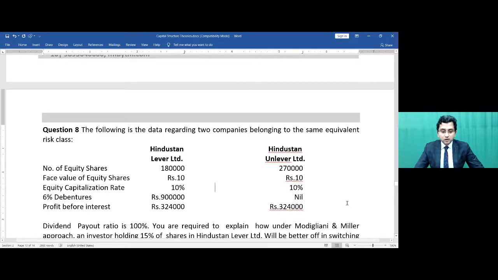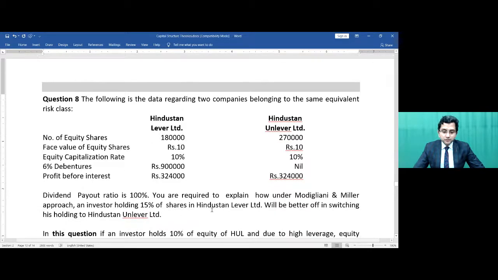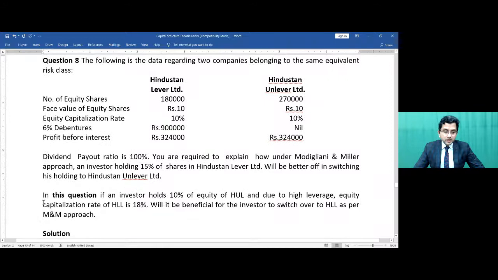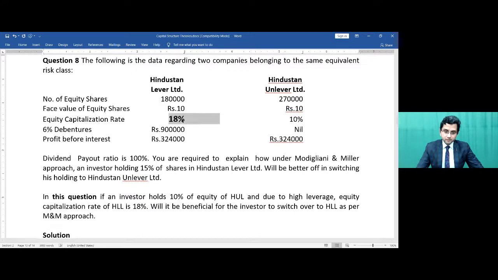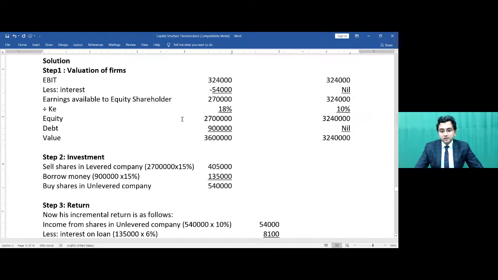So it's actually, sorry, it's specially mentioned that equity capitalization rate of HLL. So this rate is becoming 18%. Okay. So this will be 15 lakhs. And if it is 15 plus 9, will give you 24 lakhs. Now the situation is reversed.